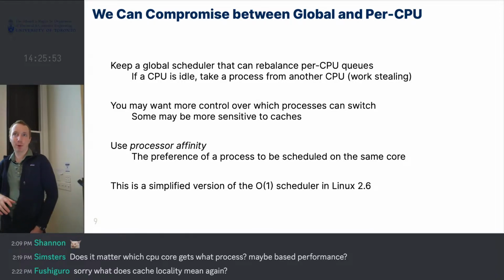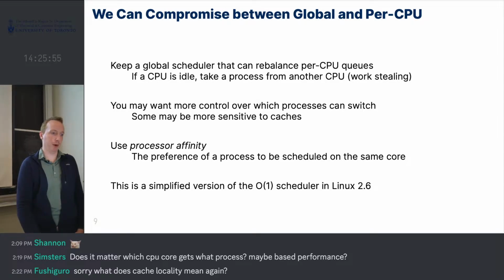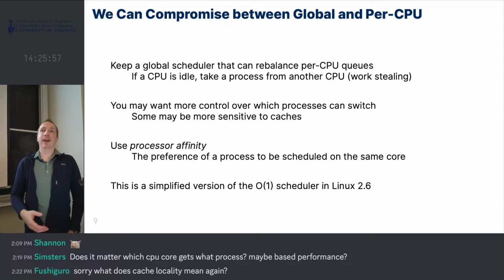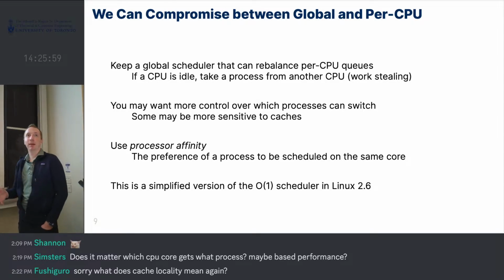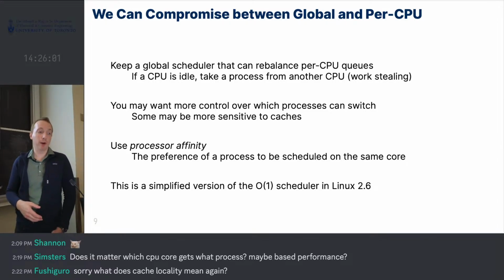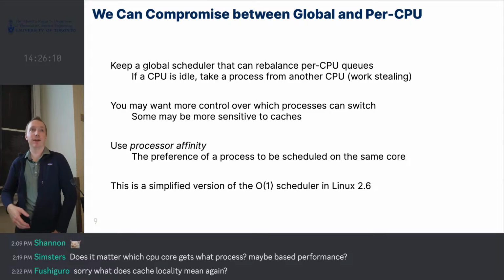Keep it on the same core if it's already executing on the same core. So having that control, being able to keep a process on the same core, is something called processor affinity. And that is basically your preference to stay on the same core. So if a process has a high affinity, that means that it really wants to stay on that same core.